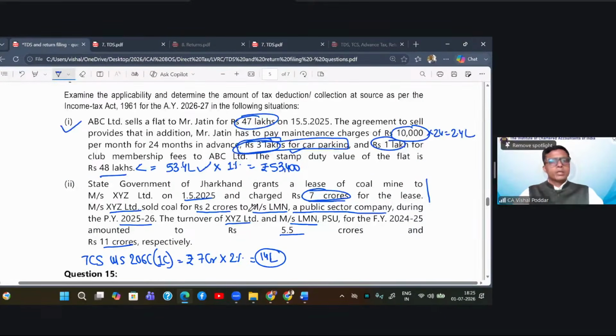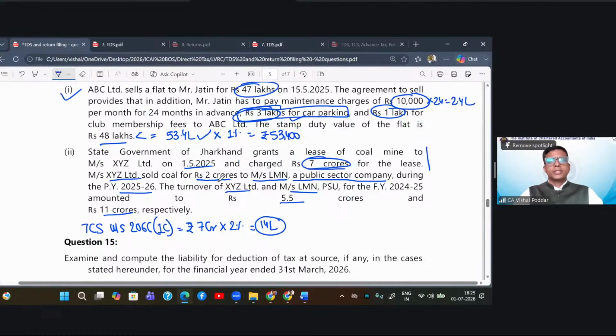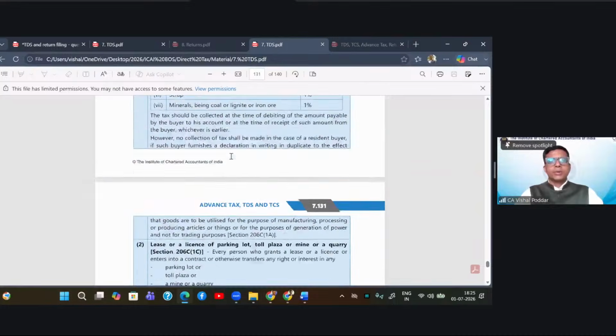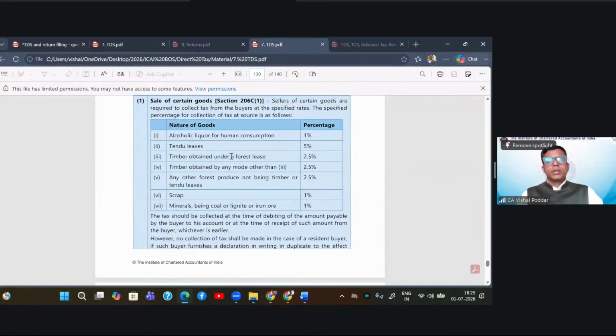Now, so first transaction, there is TCS. Now there is another transaction given where there is sale of coal. Now when there is sale of coal, again interestingly, we have TCS, which we already saw here. Now here what is happening? There is sale. So this part is covering sale. And in these specified goods, one of the goods is coal or lignite, etc. So here coal is covered.